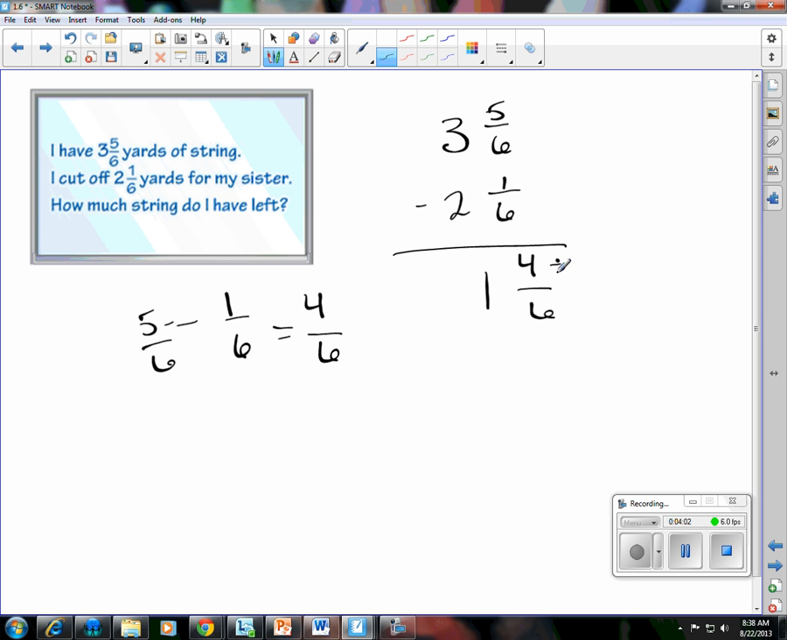When I say simplify, I actually mean divide. Hopefully you know your fact families. You should know that these are both divisible by 2. So 4 divided by 2 is 2. 6 divided by 2 is 3. So I ultimately end up with 1 2/3 as my simplest form answer for this problem. Okay?